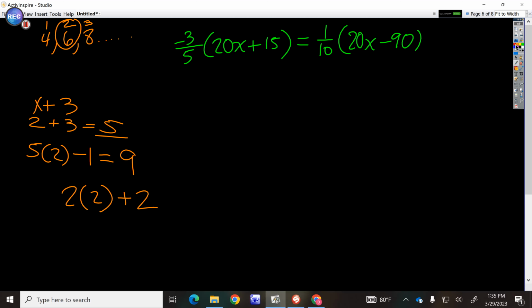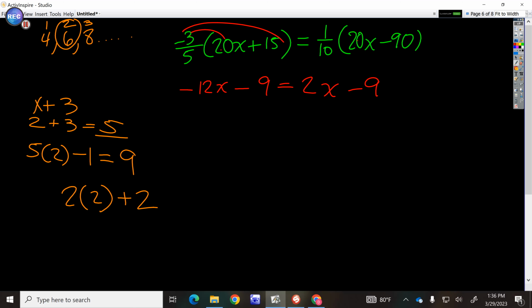20 times negative 3, negative 60 divided by 5, negative 12. Now we do the same thing to the next one. Negative 3 times 15 is negative 45. Divided by 5 is negative 9. Now on the other side is 1 over 10. So you multiply by the top, divide by the bottom. 20 divided by 10 is going to give me 2. Negative 90 divided by 10 is going to give me negative 9.